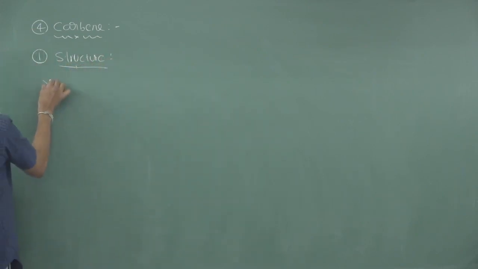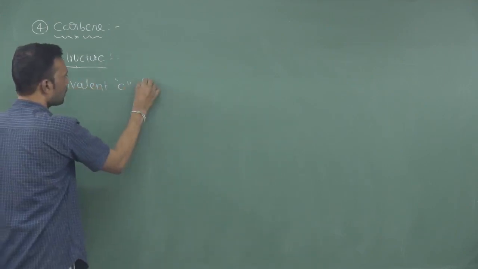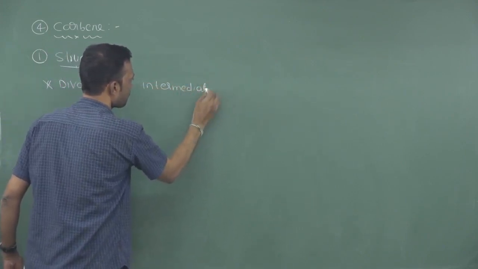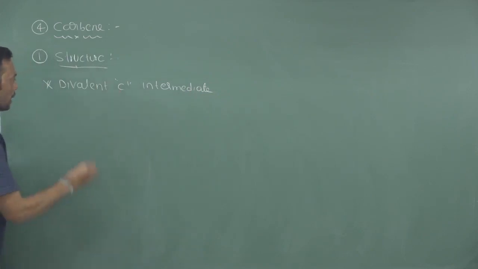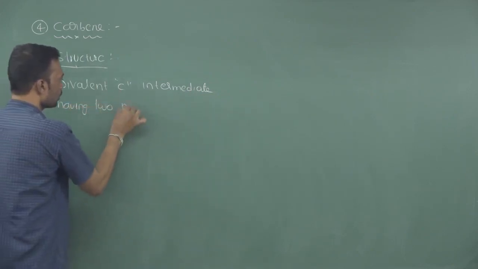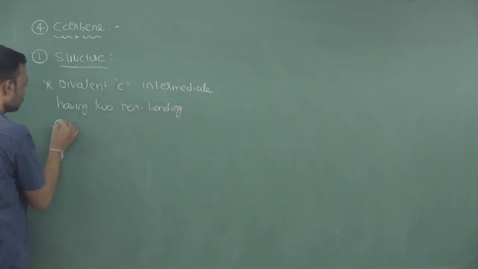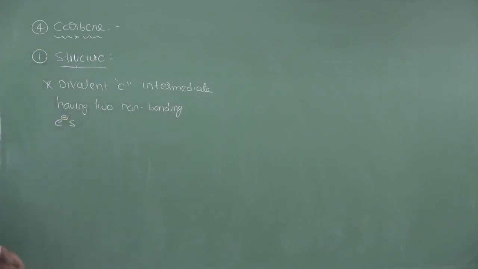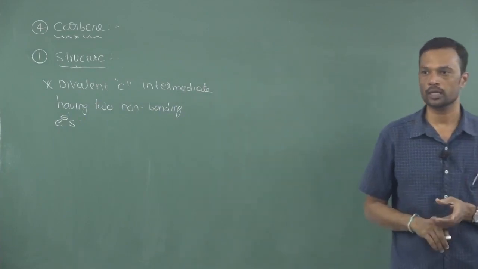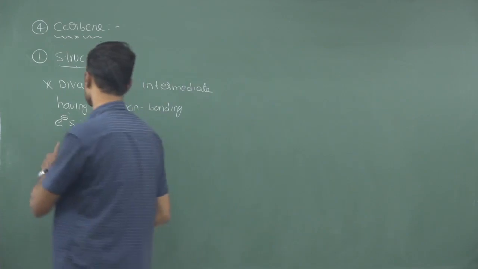So carbene is a divalent carbon intermediate. It is a divalent carbon intermediate having two non-bonding electrons. So they have valency 2 and they carry two non-bonding electrons.